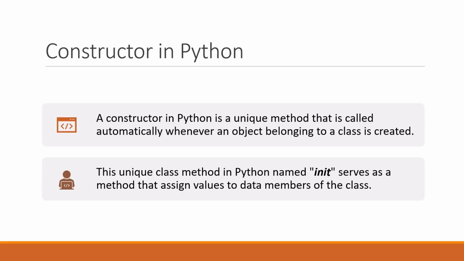The only difference between this method and other methods is that this one runs automatically when an object is created. Moreover, we can define this method with or without any argument. Now let us see how we can define this.